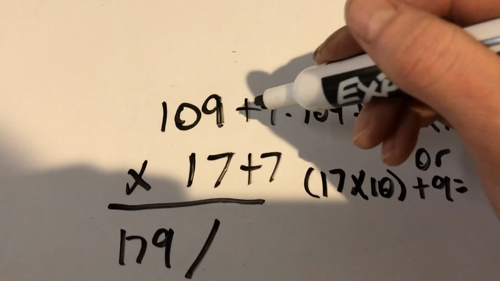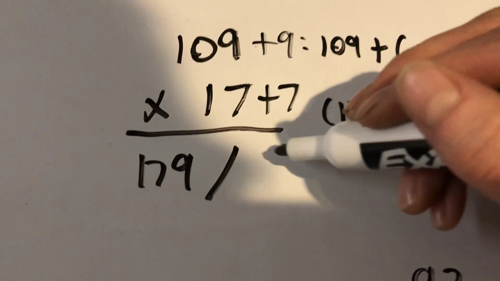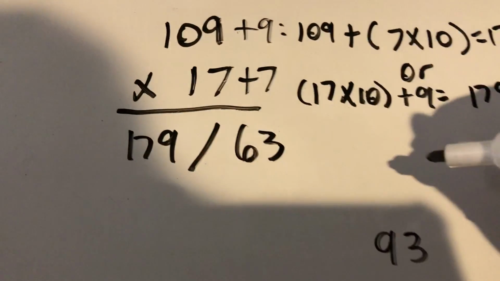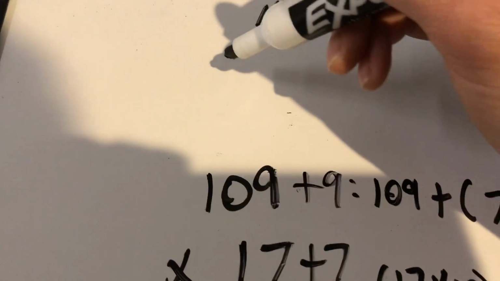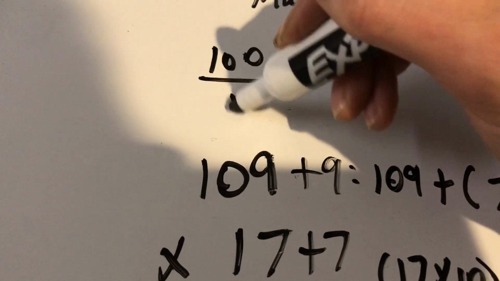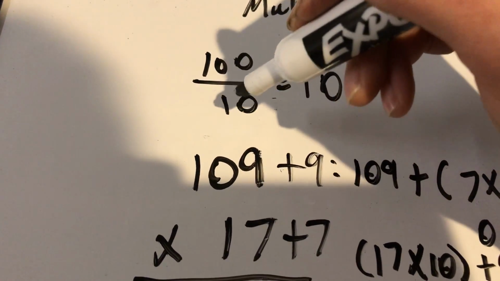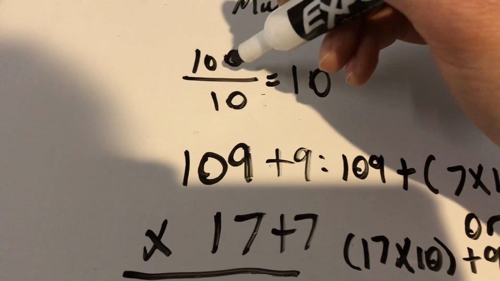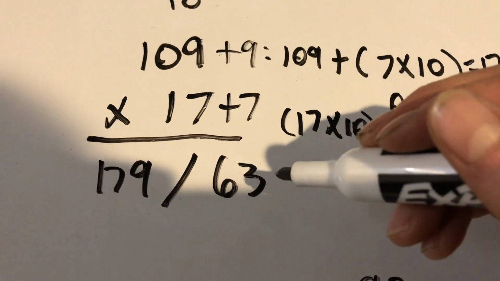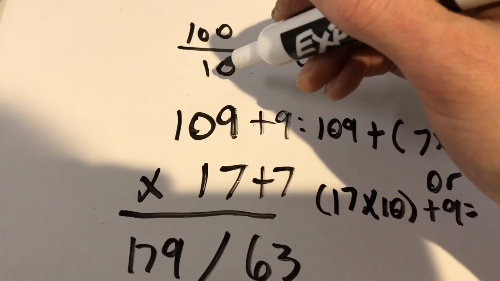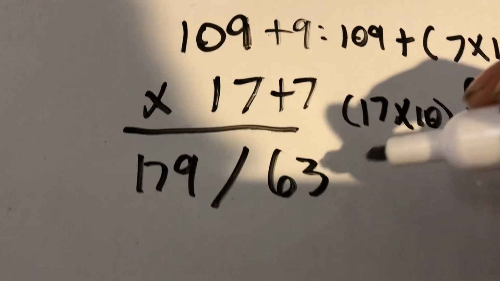Next step is to multiply 9 times 7, which equals 63. Now, I'm going to write 100 over 10, which equals 10. So 100 is the working base, 10 is the actual base, and 10 is the aspect ratio, because 100 divided by 10 equals 10. So anyways, 63 is above the actual base 10. So what do we do next?